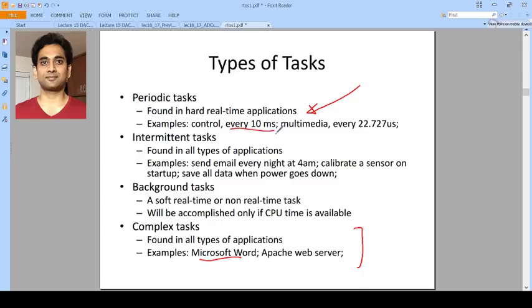Periodic tasks are typically found in hard real-time applications. For example, for every 10 milliseconds generate an interrupt, or any task that is repeating on a specific interval. Examples of intermittent tasks include sending an email every morning at 4 a.m., calibrating a sensor on startup, or saving all data when power goes down. These are not periodic tasks, but they need to be performed repeatedly when a specific event happens.